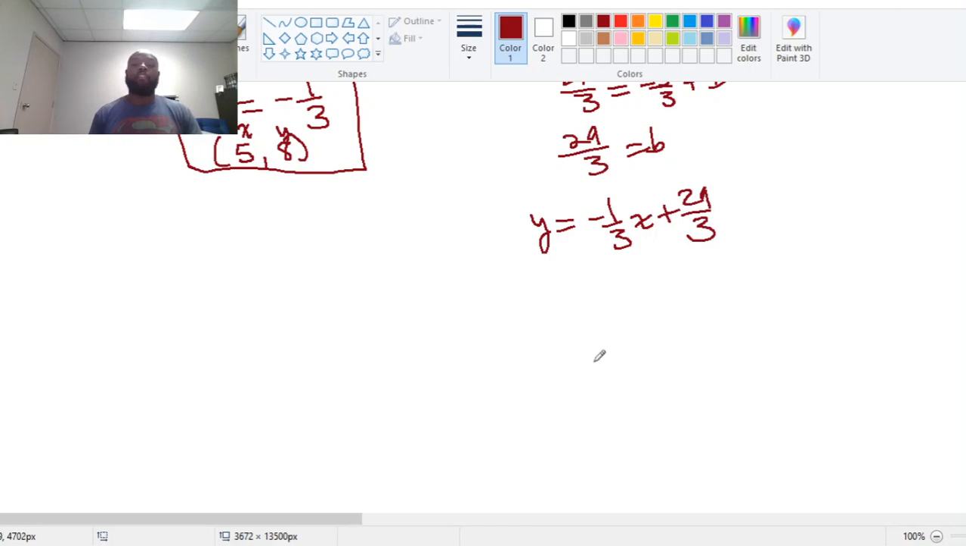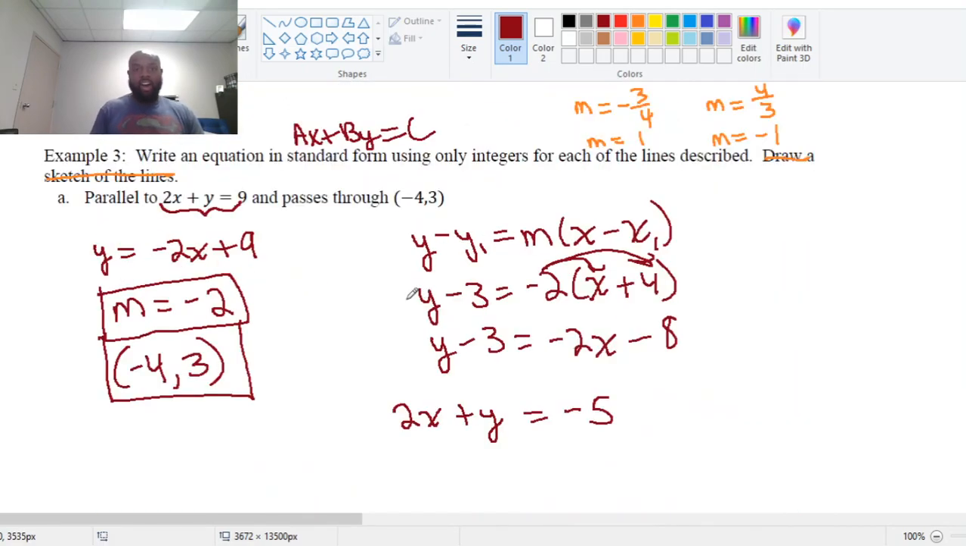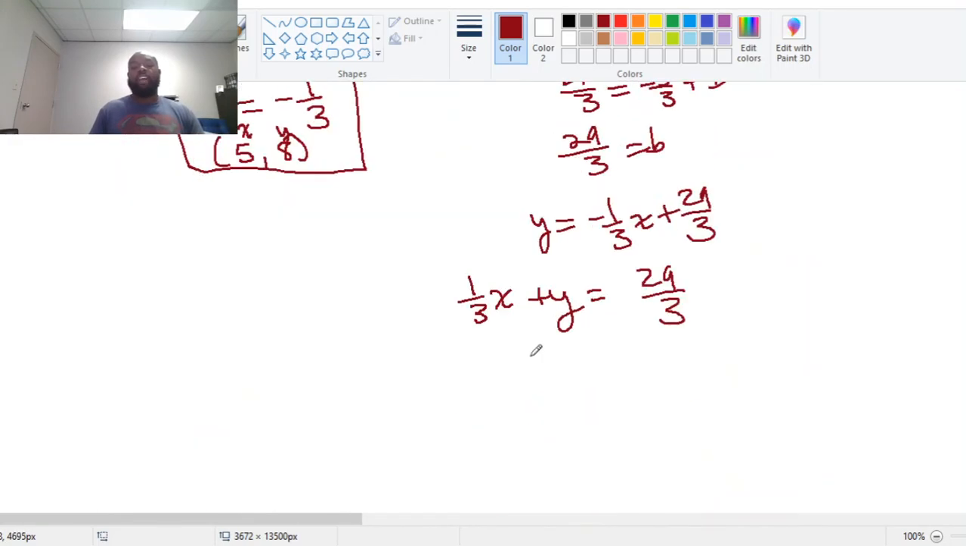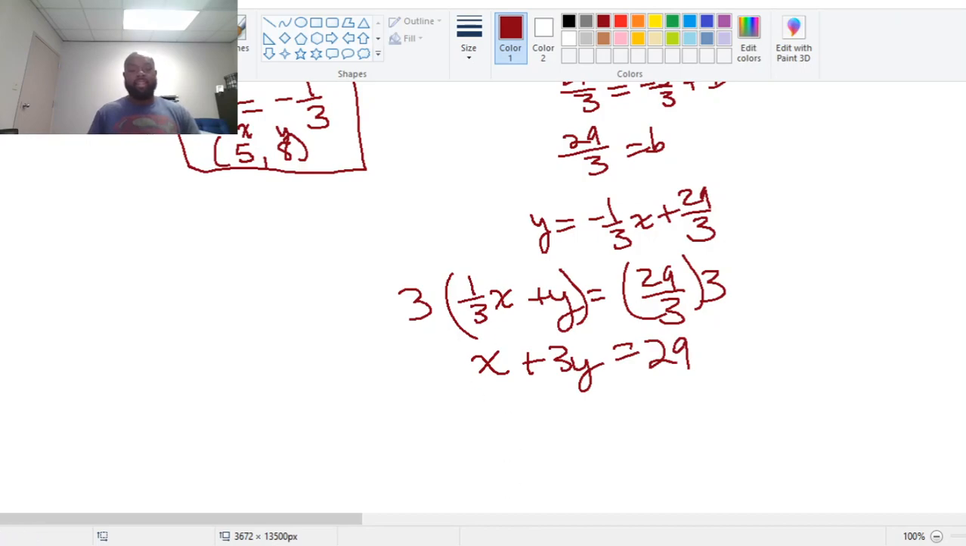And if I want to write this in standard form, I need my x's to be on the other side. So I'm going to add 1/3 x to both sides. And I only want to use integers as our coefficients, because of the instructions. And so instead of having this stuff divided by 3, I find the lowest common denominator of all of my fractions, which is 3. So I multiply both sides by 3, and I get x plus 3y equals 29. And that's our introduction to linear equations.